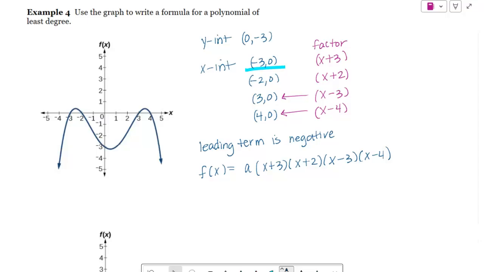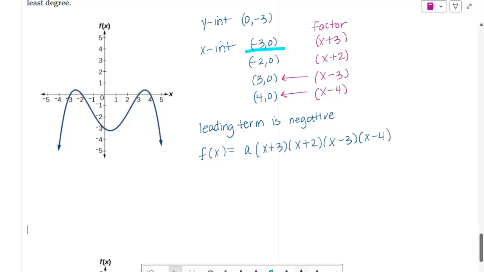What I do now is take the y-intercept into account. So when I plug 0 into this equation for x, I should get -3 as the output. So we're going to plug in 0 and see what we get, and then figure out what the value of a is going to be. So let's look at f of 0, which would be a times 3, 2, -3, and -4. Let's multiply all that together. f of 0 is -3. That's the output we're expecting.